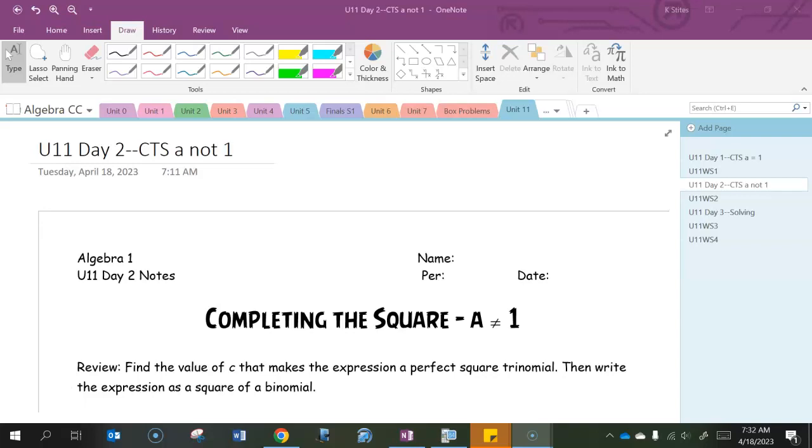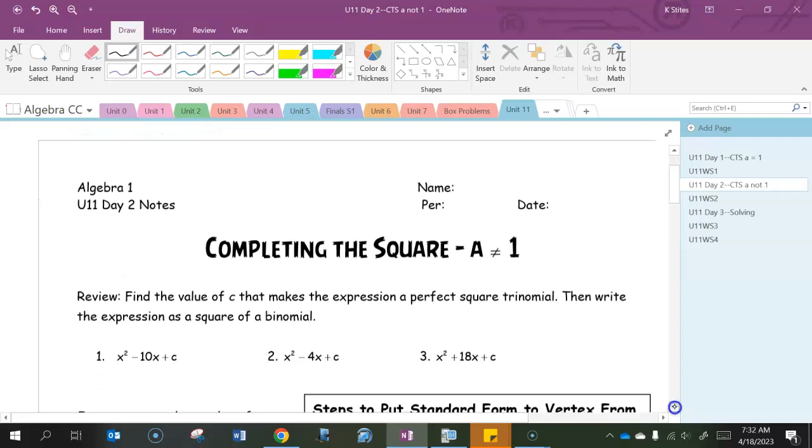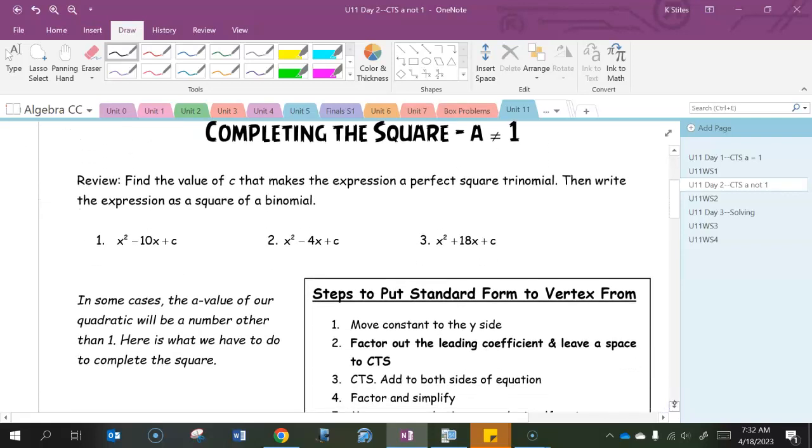Hello, Algebra 1. Today we are going to continue with completing the square, but today it's going to be a little harder because a is not going to be equal to 1. First, let's do a little review. Let's find the c value that makes a perfect square trinomial and then factor.